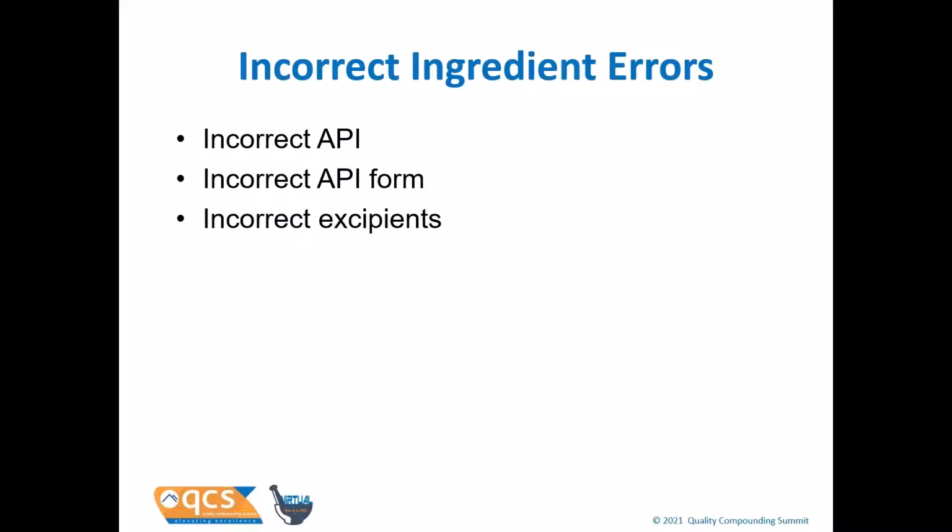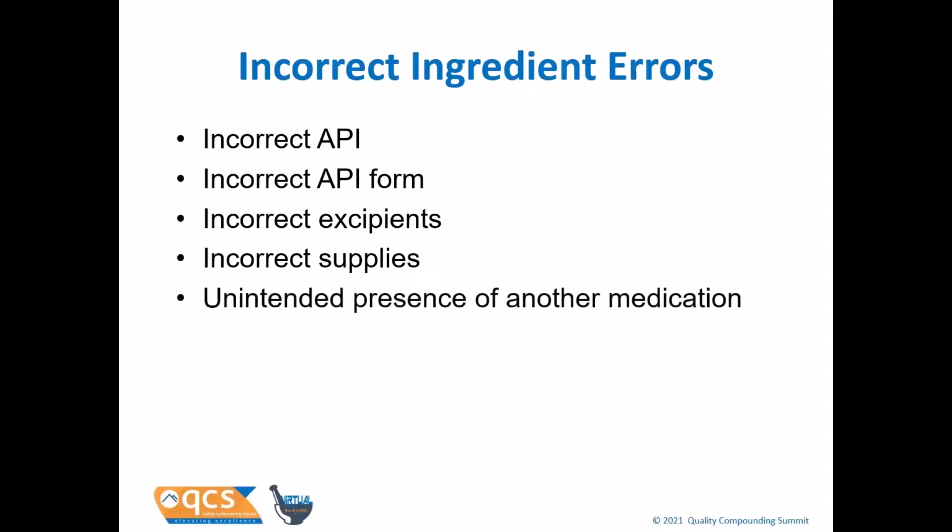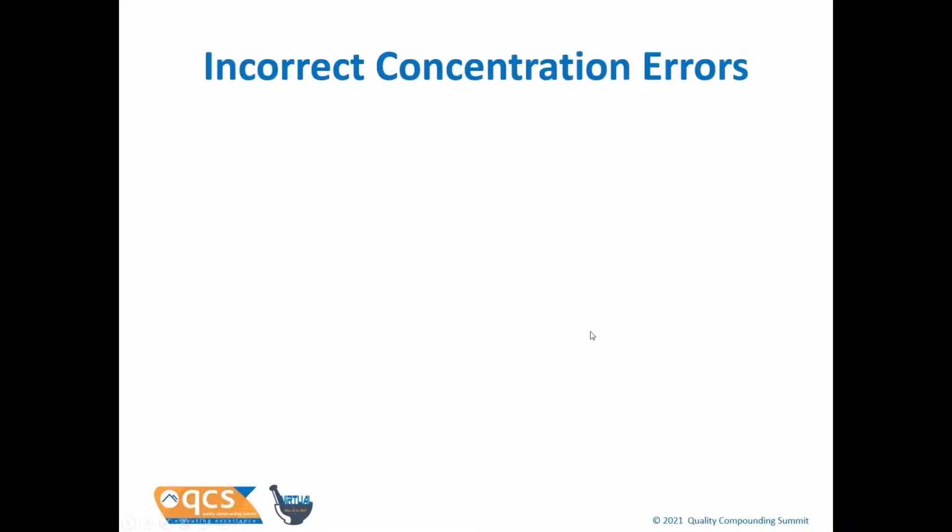The proper excipients are critical because, as we all know, an excipient can really change the effectiveness of a preparation, whether it's compounded or manufactured. And then another would be the use of incorrect supplies, packaging supplies, etc., improper syringes or tubing or anything like that. So anyway, this could result in an error. And sad to say, there could be an error with an unintended presence of another medication, misreading of a label, or something like that. There's a lot of opportunities for error.